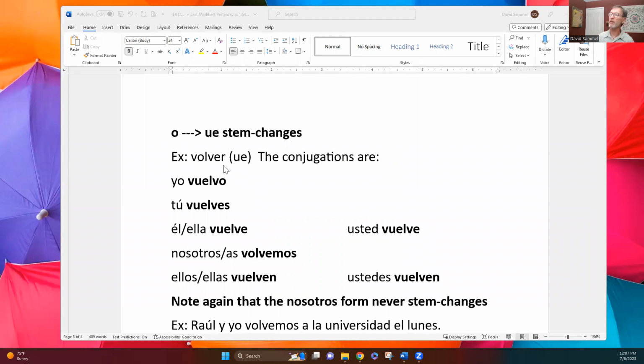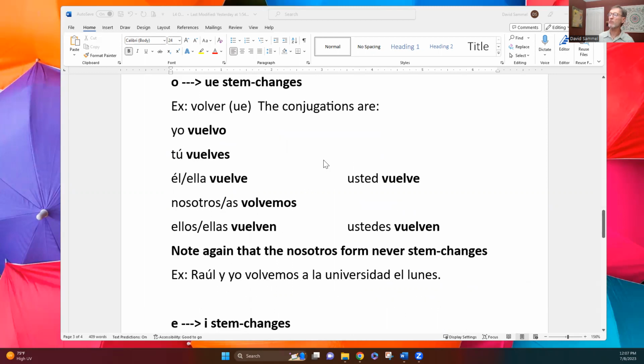So here's our verb volver. Here's my stem change. I'll just note that for you. And the verb volver means to return. Here's my O stem. And the conjugations, it's similar to the verb empezar, just a different stem change and a different ending, of course. Yo vuelvo, tú vuelves, él, ella, usted vuelve, nosotros volvemos, no stem change. Ellos, ellas, and ustedes vuelven. Again, the nosotros form does not stem change.